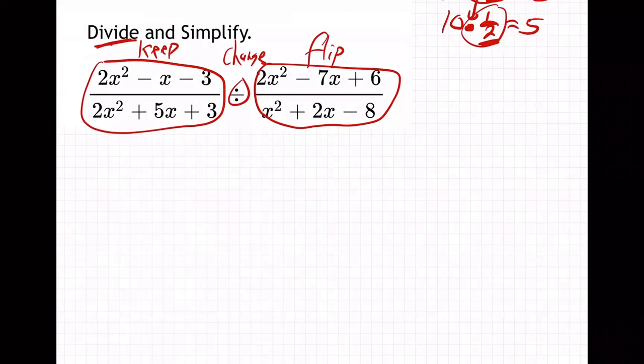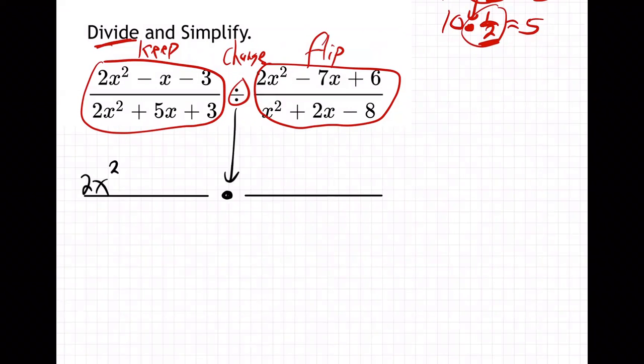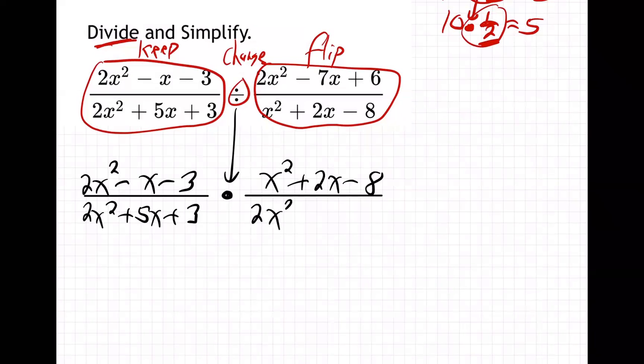Let me come on down and do that. We're going to go over here. So we're going to change the symbol to times right there. Okay, and then we keep the first one the same. But the one on the right we flip, right? Flip it. So we've got to flip the fraction on the right. We change to multiply and flip the fraction on the right. Now it's a multiplication problem.